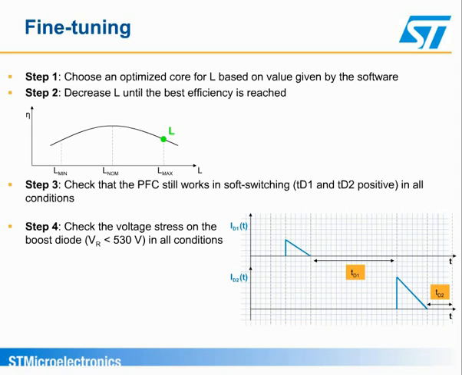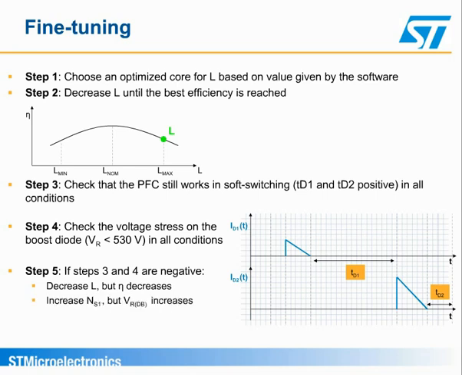If steps 3 and 4 are not positive, several options can be applied. The inductance of the auxiliary inductor L can be increased, but this has a negative impact on the efficiency. The number of turns for the auxiliary windings NS1 can be increased, but the voltage stress across the boost diode will be higher. Another possibility is to add a snubber circuit to protect the boost diode.